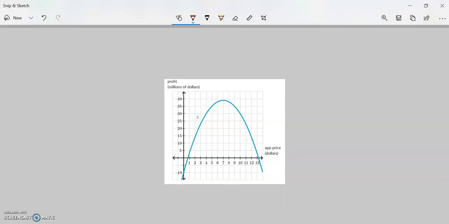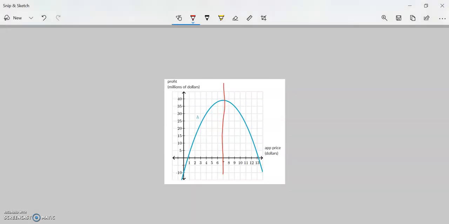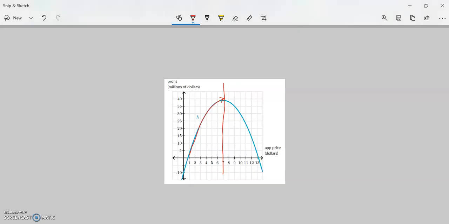So here's $7. It's saying that if we increase the price, it results in a smaller profit as long as the price is less than $7. It's actually backwards. As we increase the price to 7, we are increasing profits. After 7 is when we start losing profits. So that one's not correct. Greater app price relates to smaller profit as long as the app price is more than $7. That's the one that's correct as well, because once we get past 7, which is here, we start to lose money again.